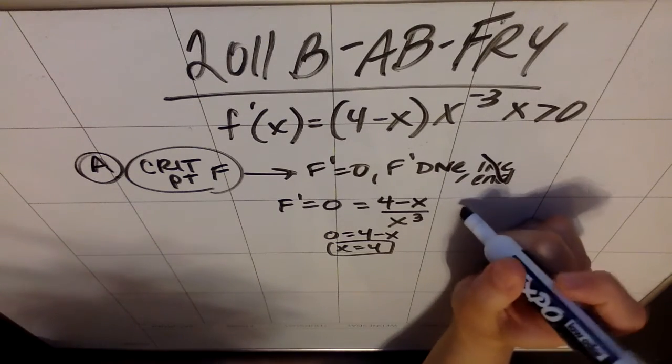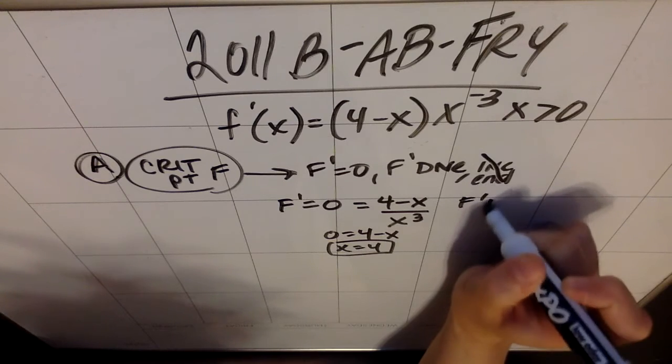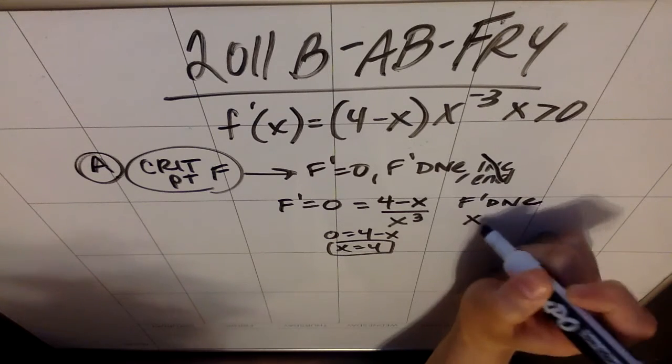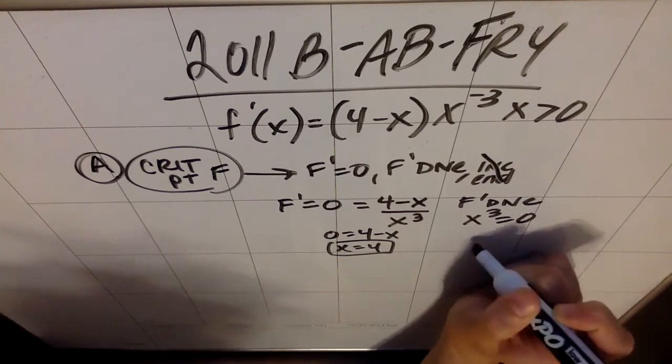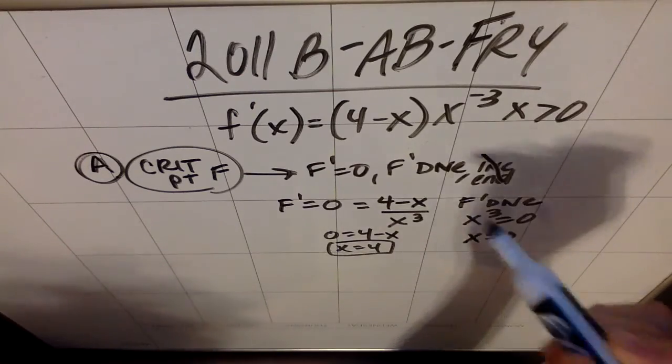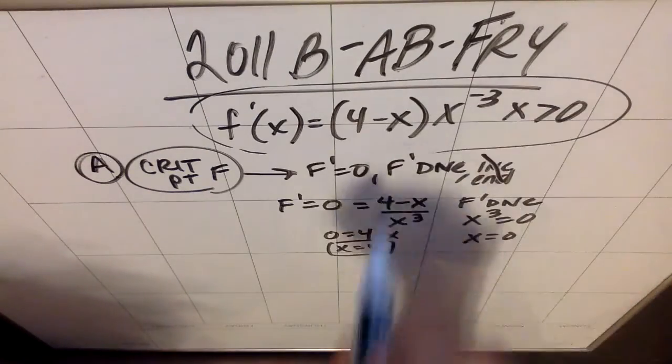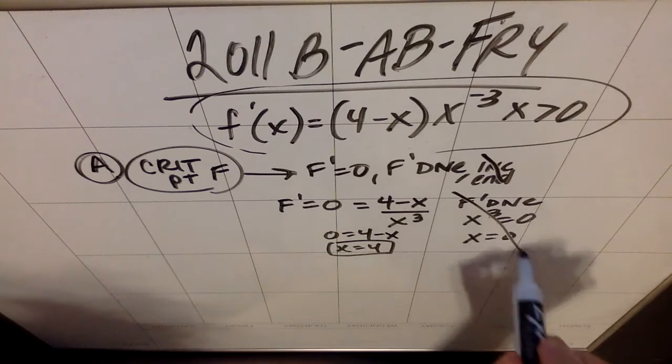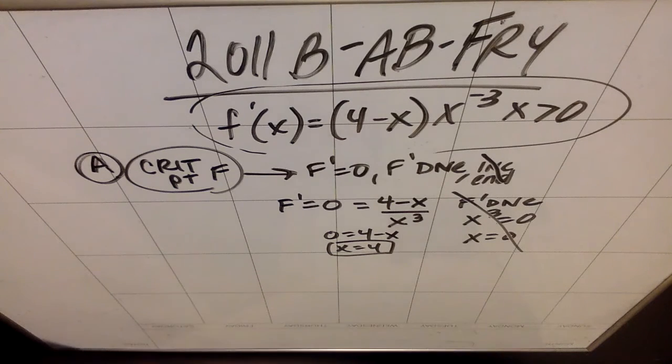Now right away, that's probably my only answer because they specifically said the critical point. But let's just walk through why there isn't another one. F prime does not exist would mean that the denominator of f prime is 0. Well, that would be x cubed equals 0, and x would be 0, but notice that f prime only exists for x values greater than 0, so that's not going to be included. So my only critical point is at x equals 4.